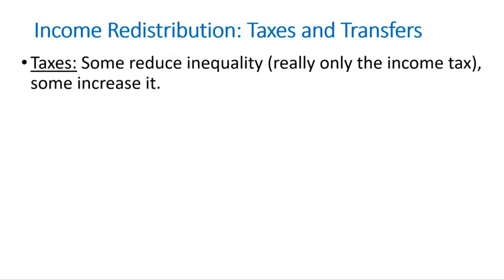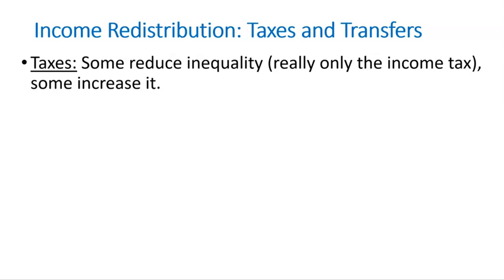And if we look and see how those taxes compare with people's incomes, it's really only the income tax that is progressive, in the sense that people pay a larger share of their income in tax with the income tax, and therefore it tends to reduce income inequality. So in other words, people with relatively high incomes pay a greater percentage of their income in tax. People with lower incomes pay a lower percentage of their income in tax. And so that tends to reduce income inequality.